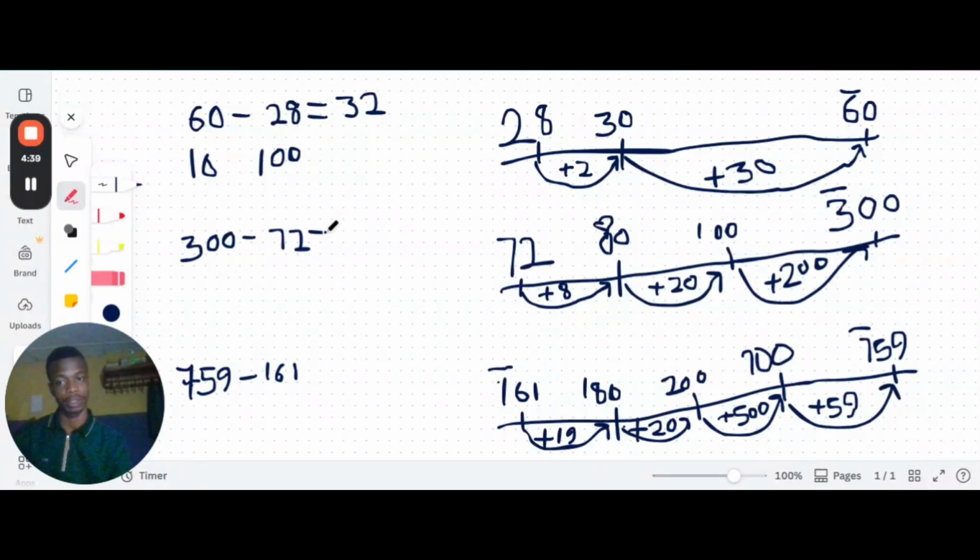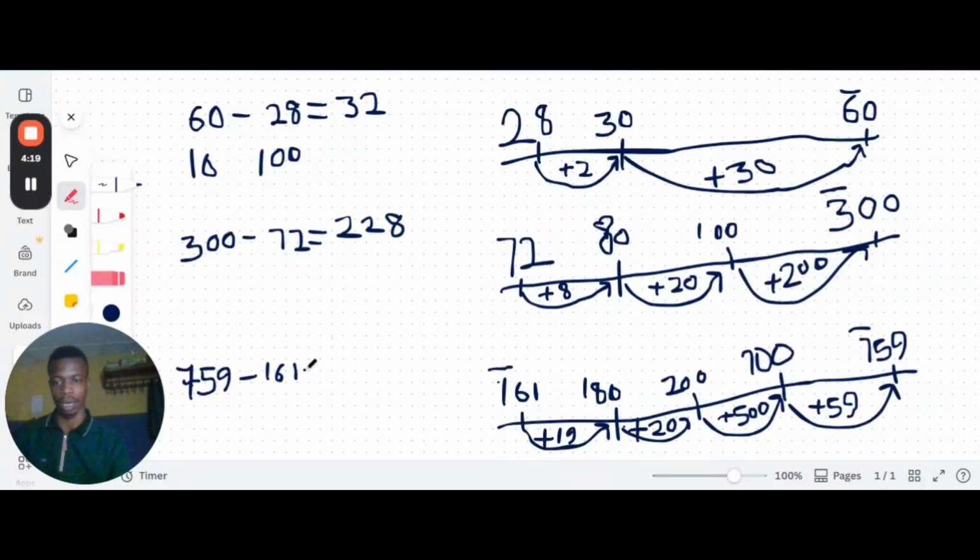Alright, 300 minus 72. That's what we did here. Now this is 8, this is 20, this is 200. 8 plus 20 is 28. 28 plus 200 is 228. So 300 minus 72 is 228.